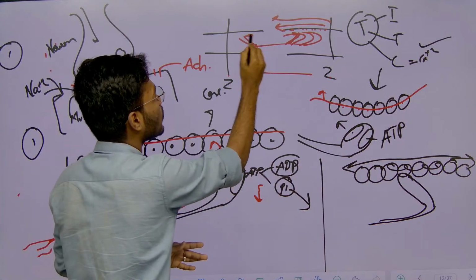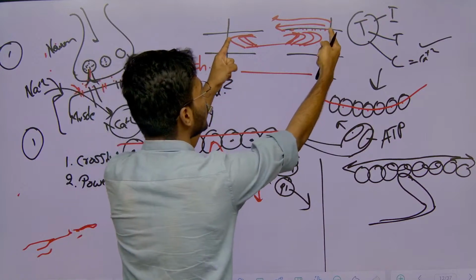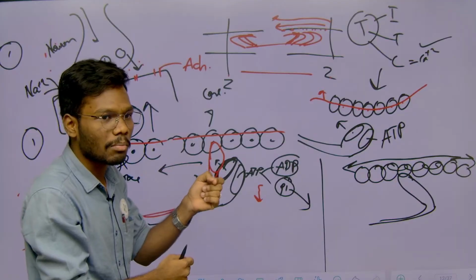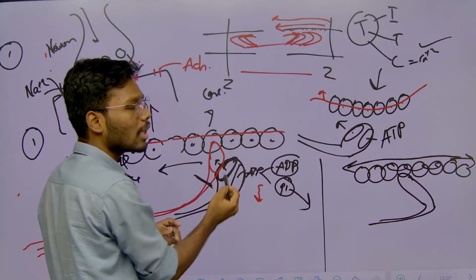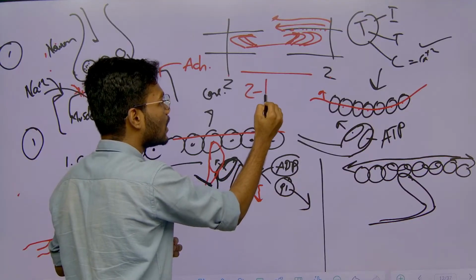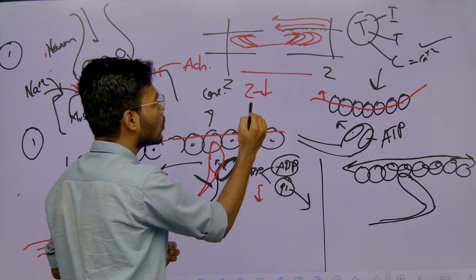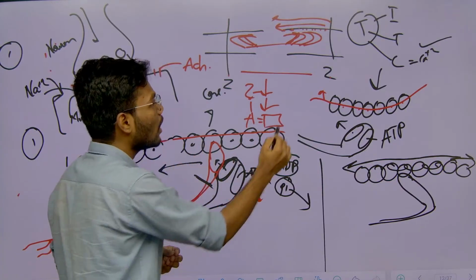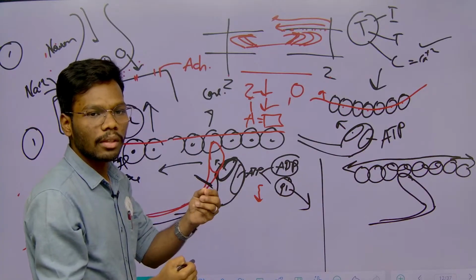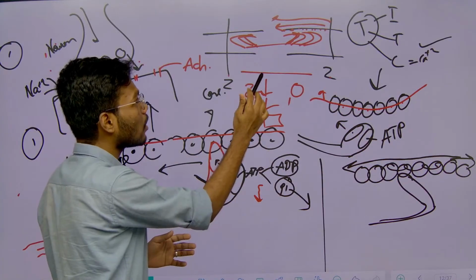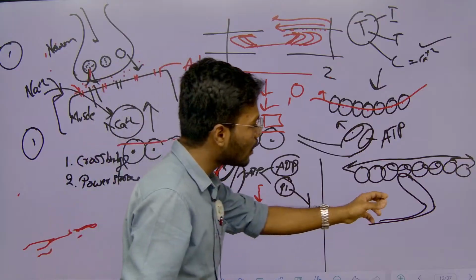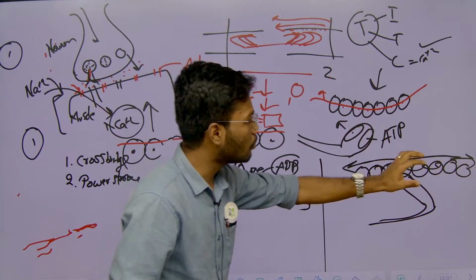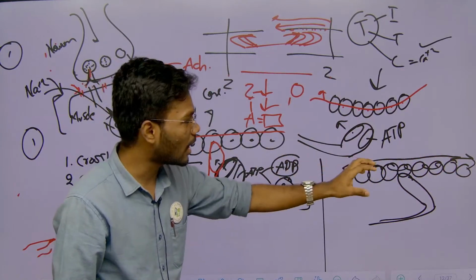Likewise, two Z lines will come close together whenever the contraction happens. So that's called contraction, shortening of the muscle, right? In contraction, what happens? We already discussed yesterday, the distance between Z lines will decrease, the I band will decrease, the A band remains the same, and only the H zone will increase. So that is the contraction mechanism. Whenever the power stroke happens, all these actin molecules are pulled inward towards the Z lines.